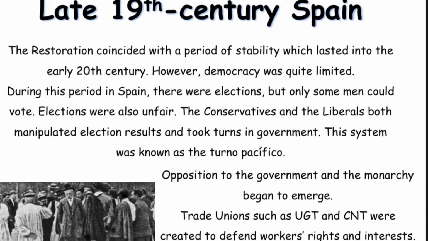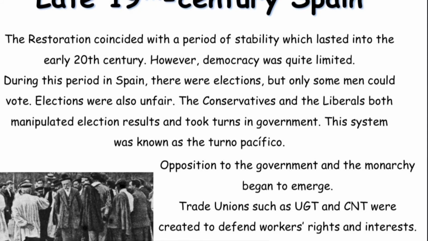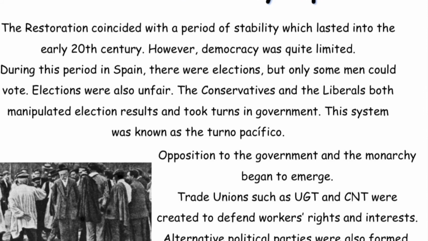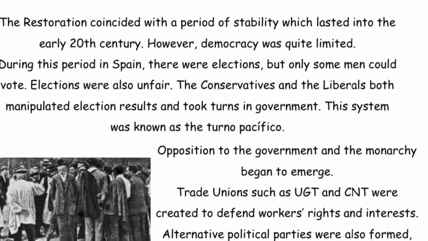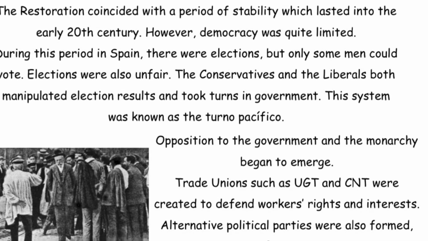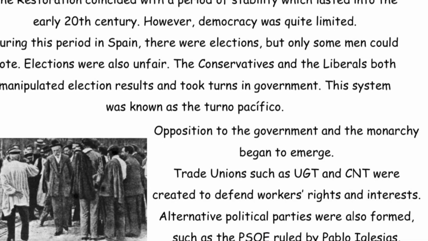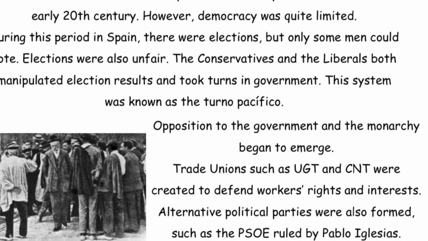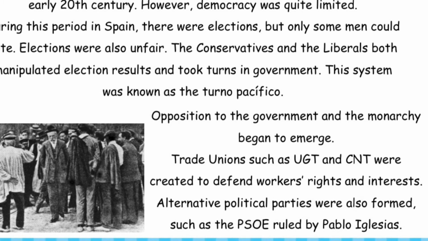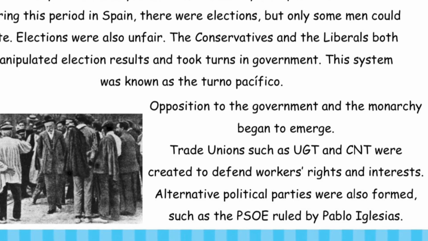The Restoration coincided with a period of stability which lasted into the early 20th century. However, democracy was quite limited. During this period in Spain, there were elections, but only some men could vote. Elections were also unfair. The conservatives and the liberals both manipulated election results and took turns in government. This system was known as the Turno Pacifico. Opposition to the government and the monarchy began to emerge. Trade unions such as UGT and CNT were created to defend workers' rights and interests. Alternative political parties were also formed, such as the PSOE, ruled by Pablo Iglesias.